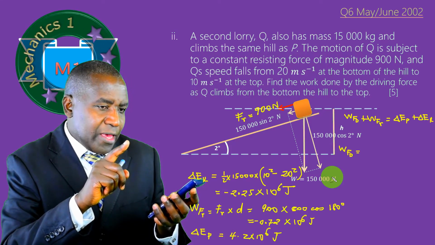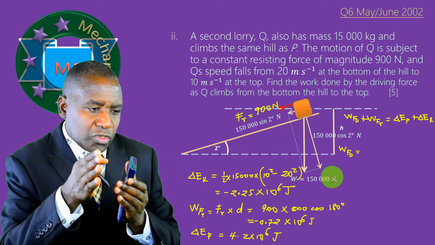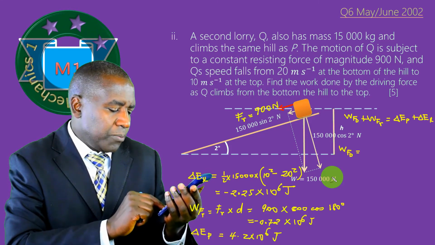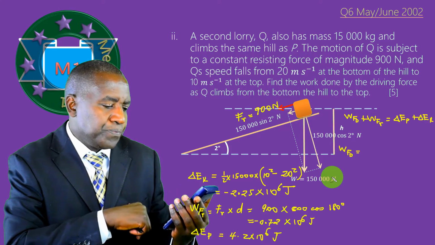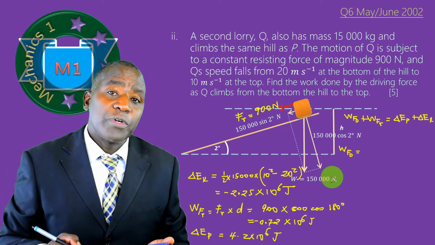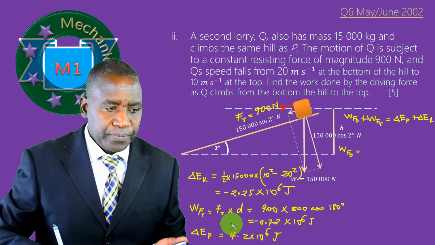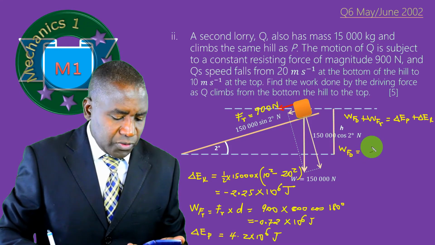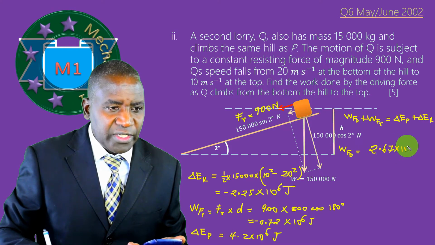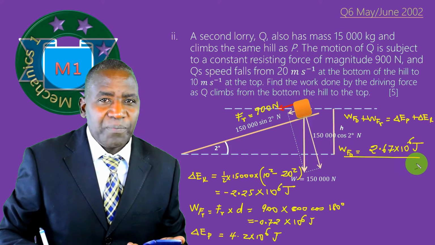And then work done by friction, it is on this side and it has a negative sign. It goes to the other side, it will have a positive sign, 0.72. So I'm going to have 4.2 minus 2.25 plus 0.72, everything over there raised to power 6. So 2.67 by 10 raised to power 6 joules. So beautiful.